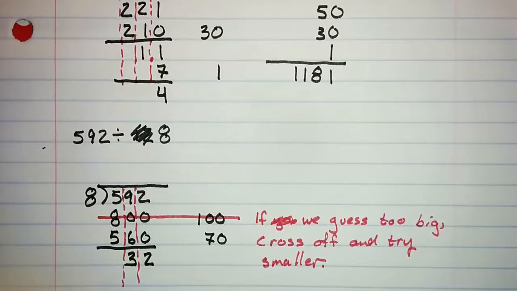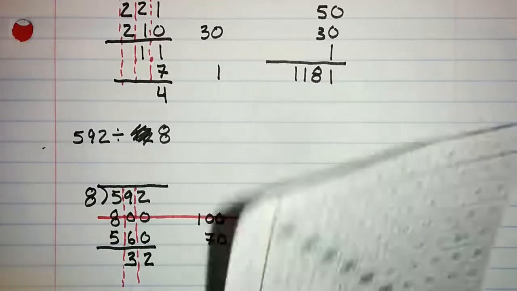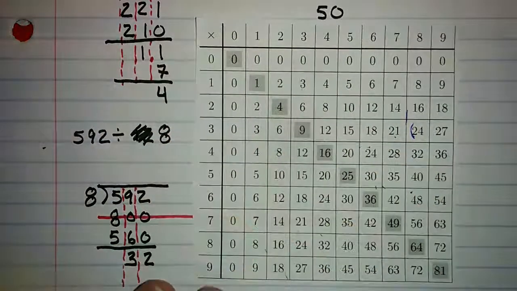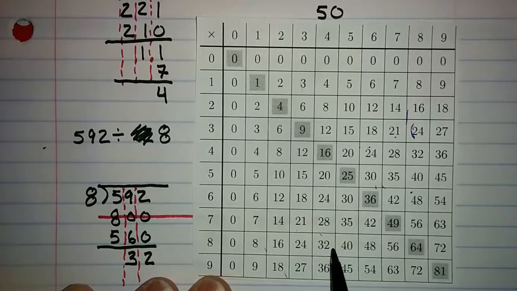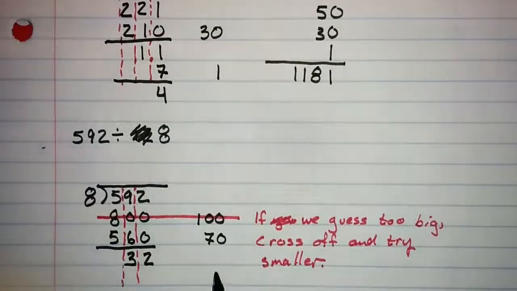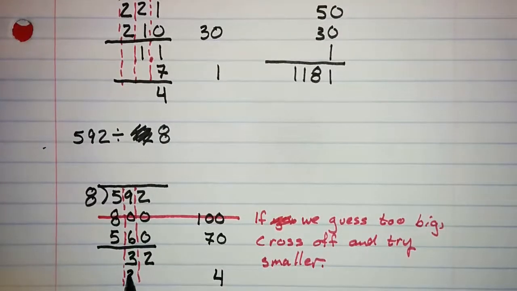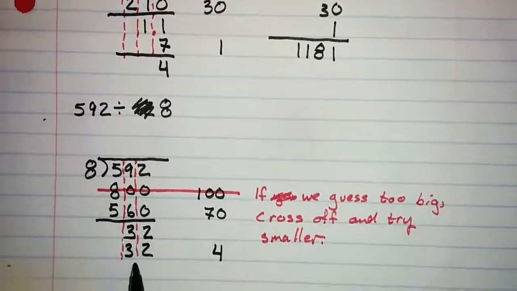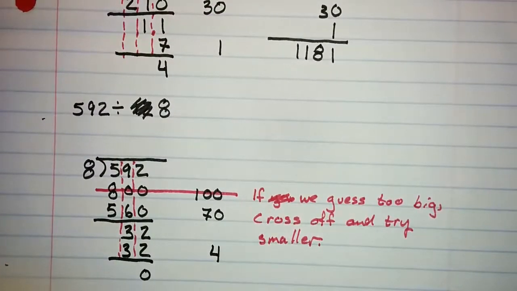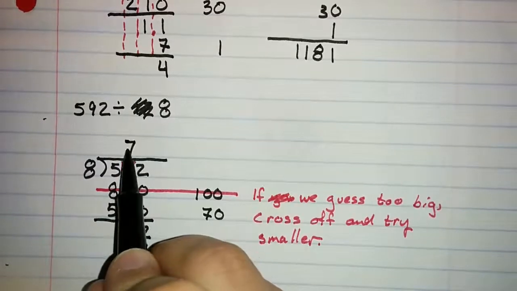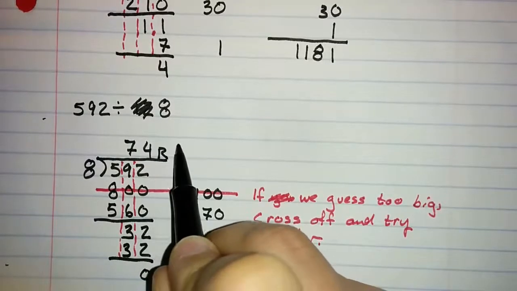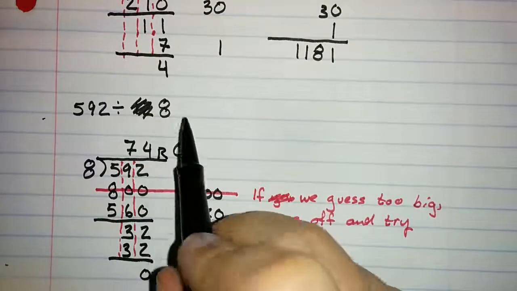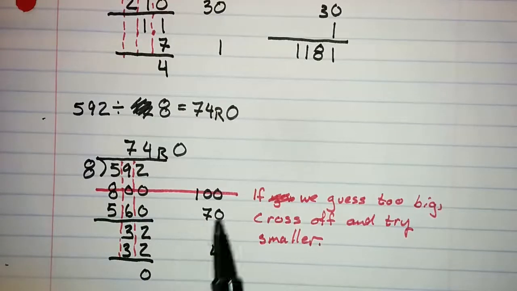All right. And now, 32 is less than 80, so now I can go to the table. Looking in the 8 row, I actually find 32, right? 4 groups of 8 uses up 32 things. So there's nothing left over. Our quotient is 74. And if we want to report it, just so we know we haven't forgotten, the remainder is 0. So this method will work.